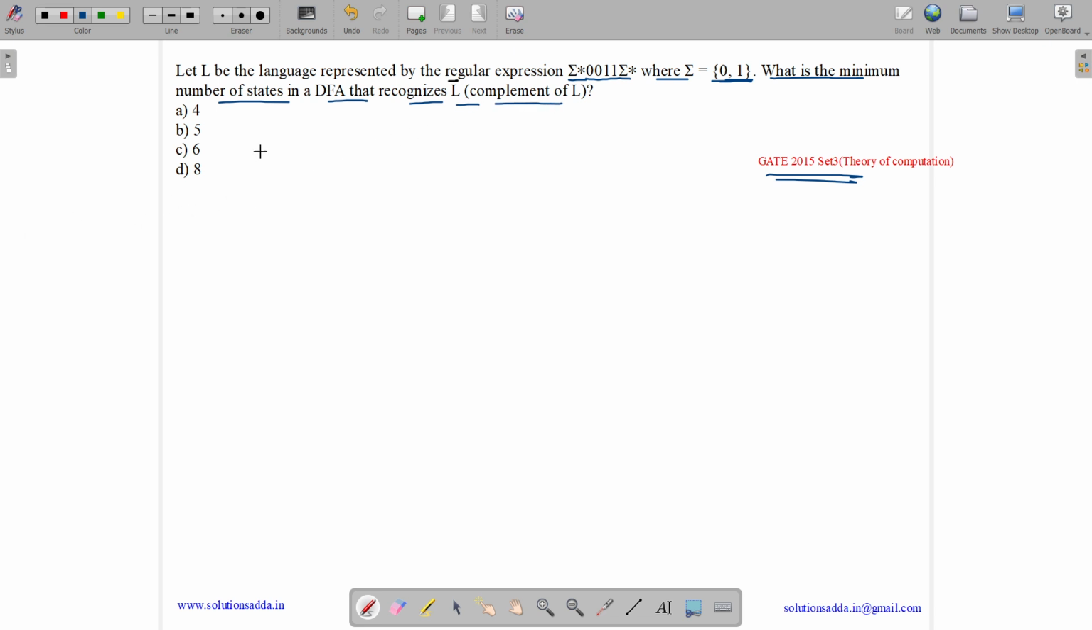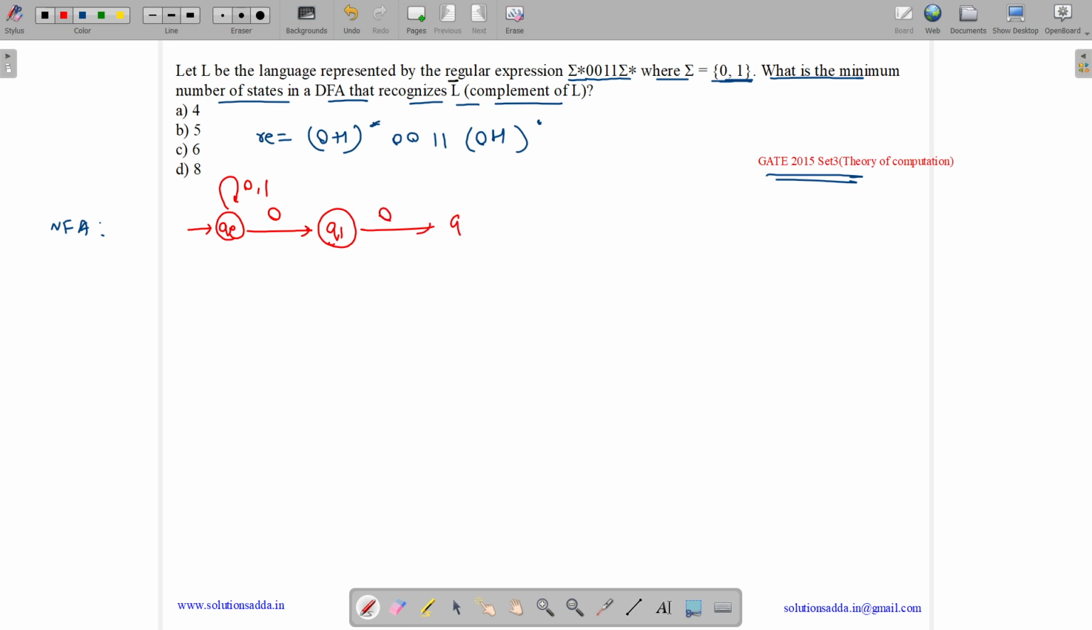So let us first draw the NFA for this. We have the regular expression (0 plus 1) whole star 0 0 1 1 (0 plus 1) whole star. How do we draw the NFA for it? The NFA will look something like this: we have 0 and 1 loops on the Q0 state, then we go to Q1 on seeing a 0, then to Q2 on seeing a 0, then to Q3 on seeing a 1, and to Q4 on seeing a 1. Then we loop on Q4 on seeing 0 or 1, and Q4 is our final state. Now let us do the NFA to DFA conversion.